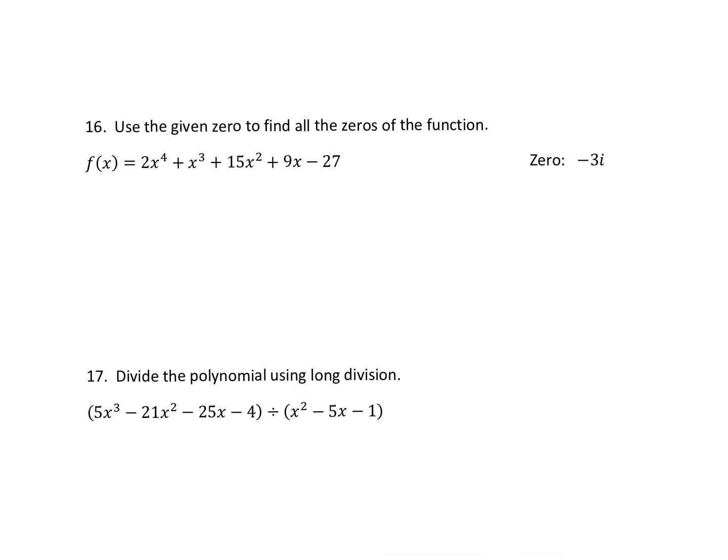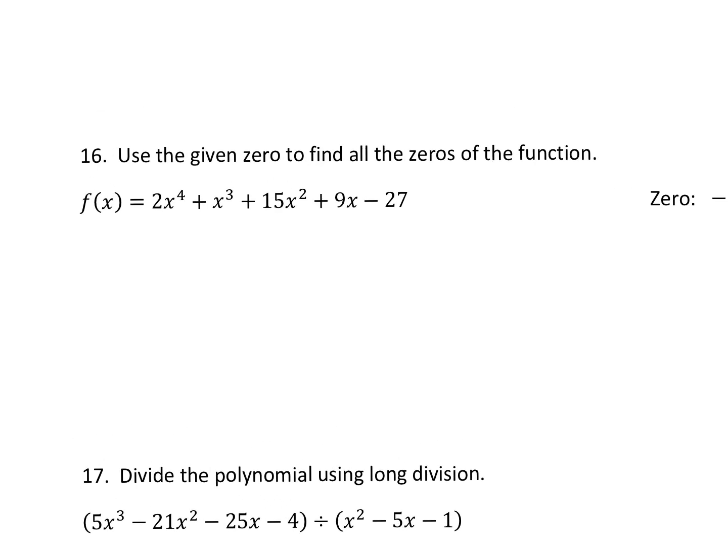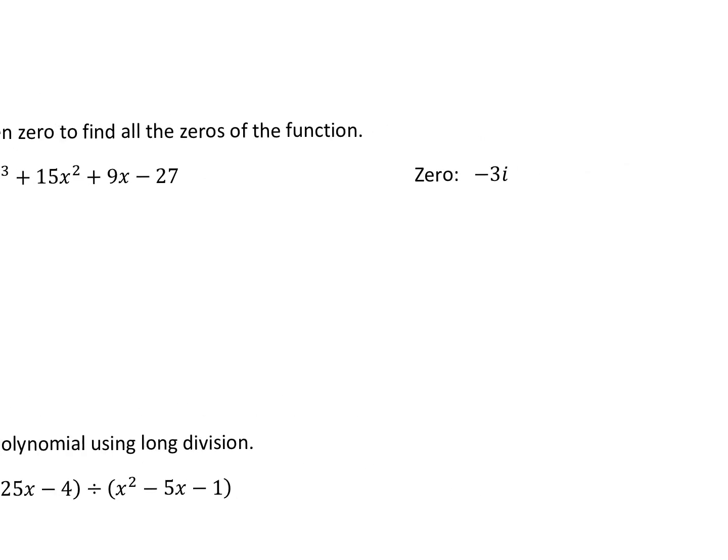For number 16, it says use the given zeros to find all the zeros of the function. All right, here's the polynomial function. How many zeros should I have for number 16? 4. It's the highest exponent. They gave me one over here. They said that x equals negative 3i. If they told me x equals negative 3i, they also told me that x equals what? X equals positive 3i.